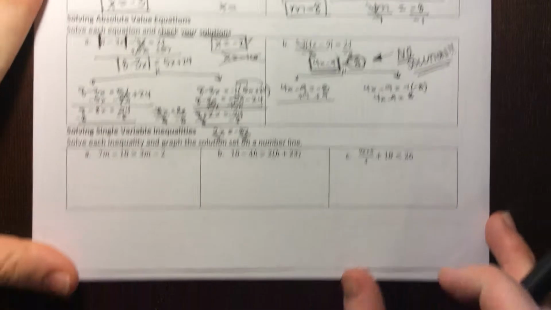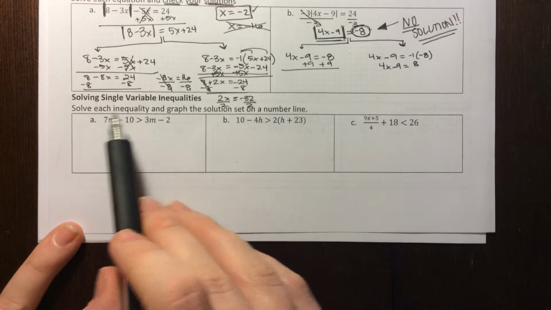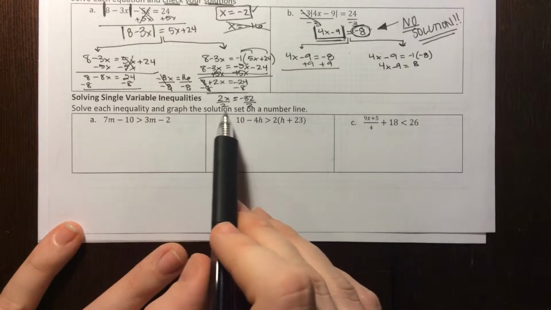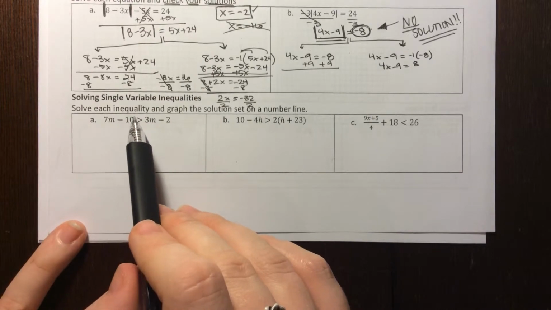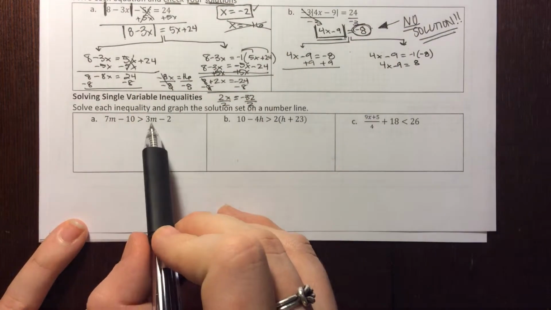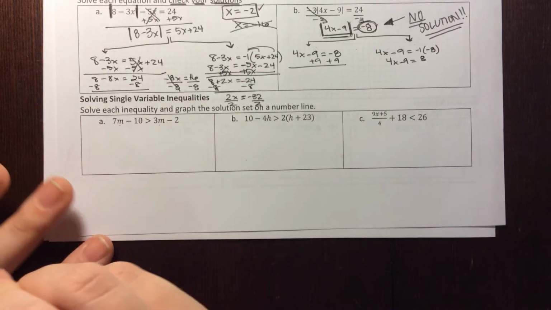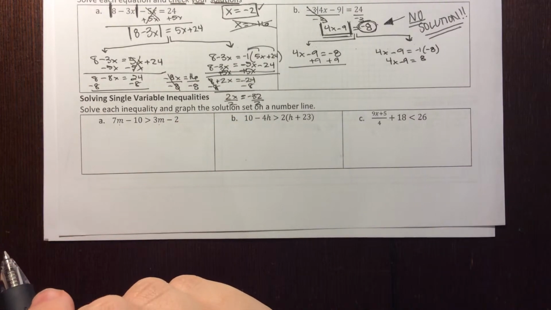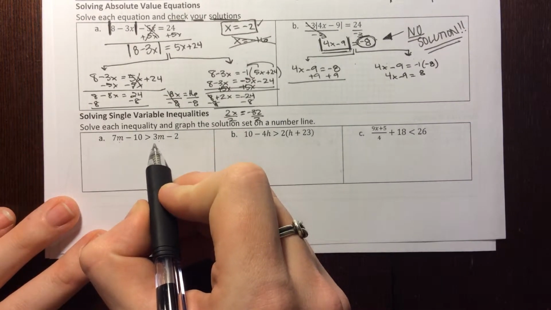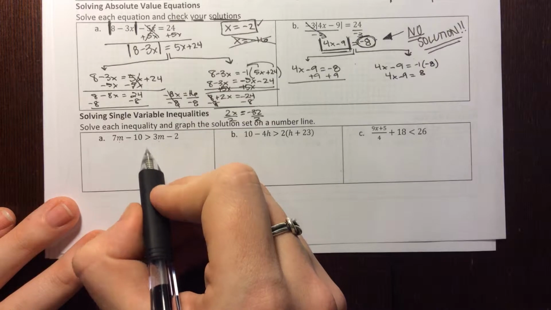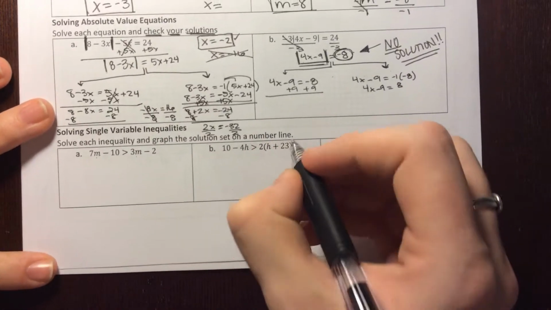Okay. The last thing we're going to talk about is solving single variable inequalities. Solve each inequality and graph the solution set on a number line. To solve an inequality, it's similar to an equation. You got to get your variables together, and you always want to move your variables to the left side. It'll work better that way in the long run. The only thing with this is if you divide by a negative or multiply by a negative, this inequality sign has to flip directions. We'll talk about what that is.